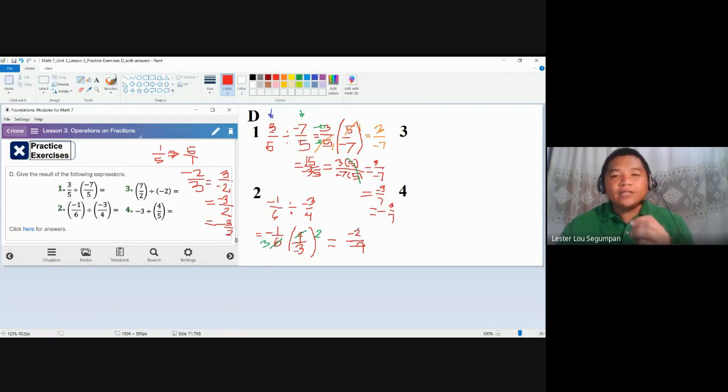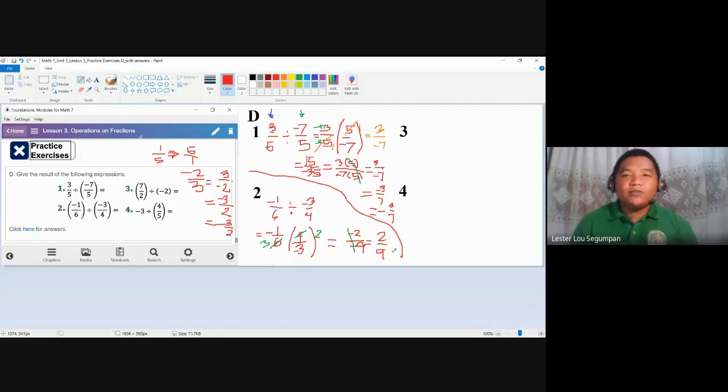We can still use another cancellation law here because we have two negatives. You can cancel the negatives there. Therefore, our final answer is positive 2 ninths. This is actually correct when we talk about rules of signs. We are dividing two numbers with the same sign, so we expect that the answer is a positive 2 ninths.